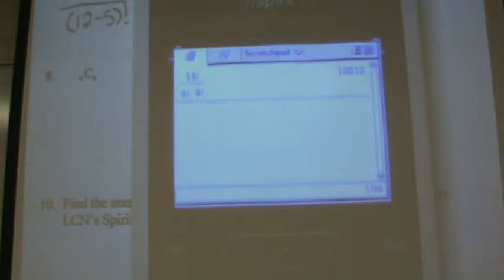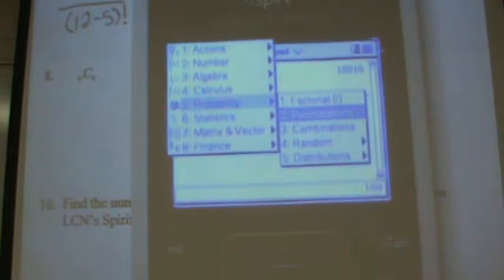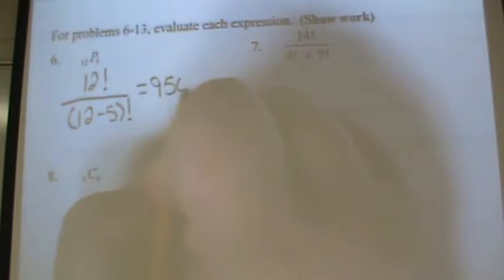And to show you again how to plug this into the calculator, to just plug in using the P notation, you're going to go to menu, down to probability, it's a permutation, hit enter, and then you're going to enter the 2 numbers as an ordered pair, so you're going to have 12, comma, 5, enter, so you get 95,040. So number 6 equals 95,040.